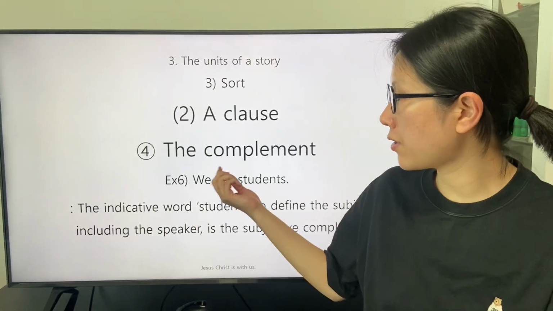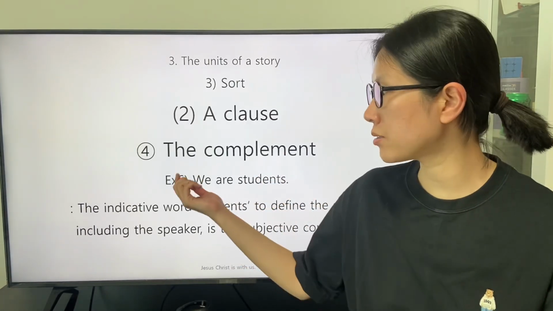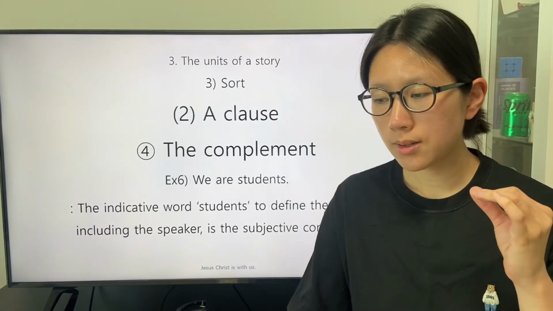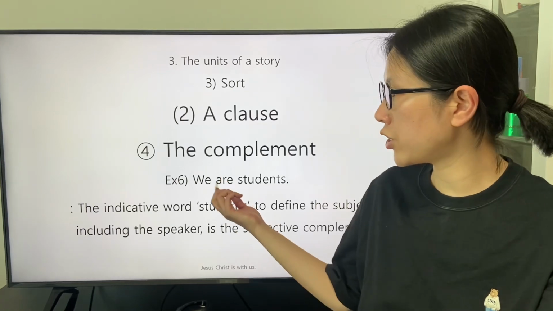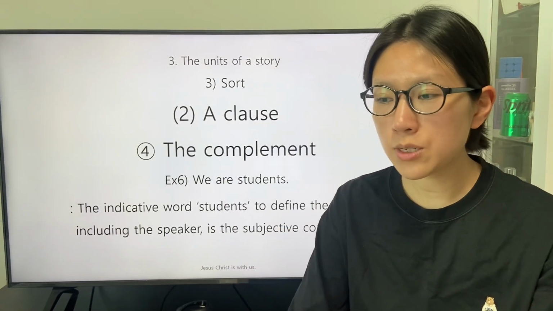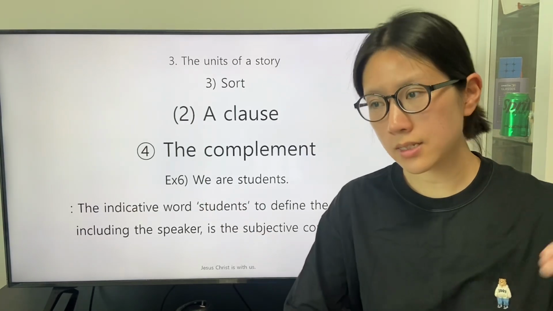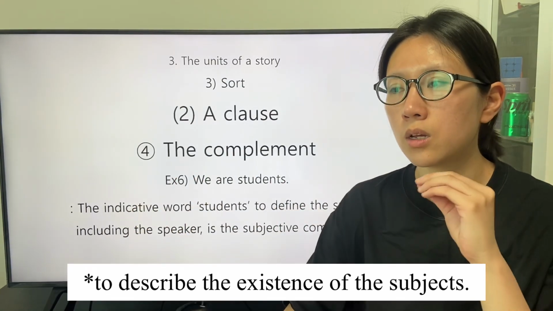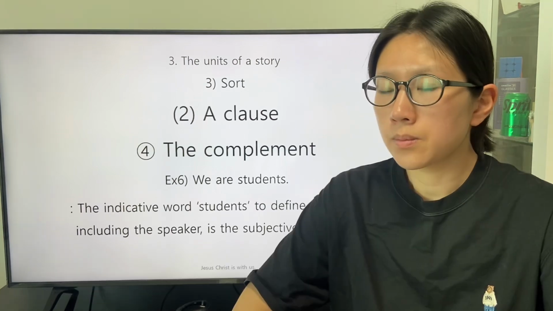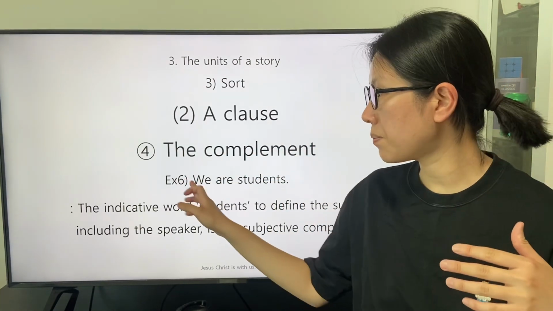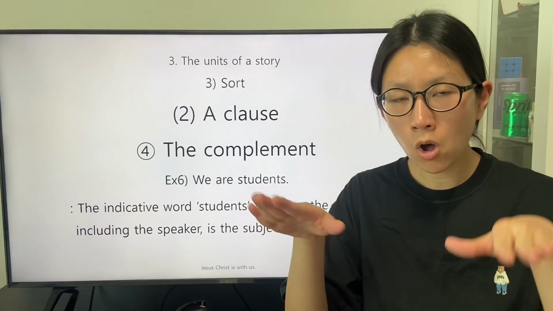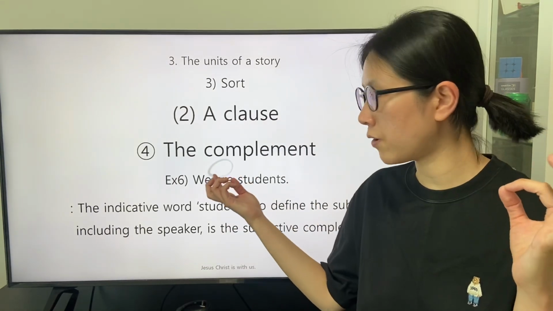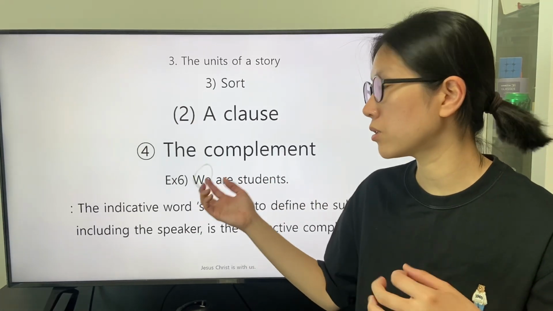We can see that the definition of the be-verb is to define the subject, who are the subject, including the speaker. We can also understand that the definition of the be-verb to describe the existence of the subject is differentiated with the primary definition. So we can understand that the subject and the subjective complement are equivalent subjects.